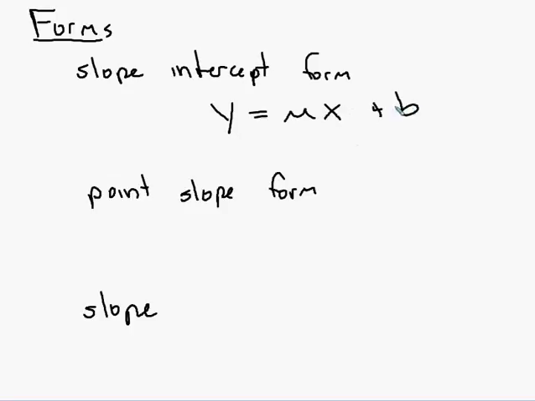All right, what do each of those stand for? M is the up and then the right, and b is the y-intercept. So m is slope, and b is the y-intercept.